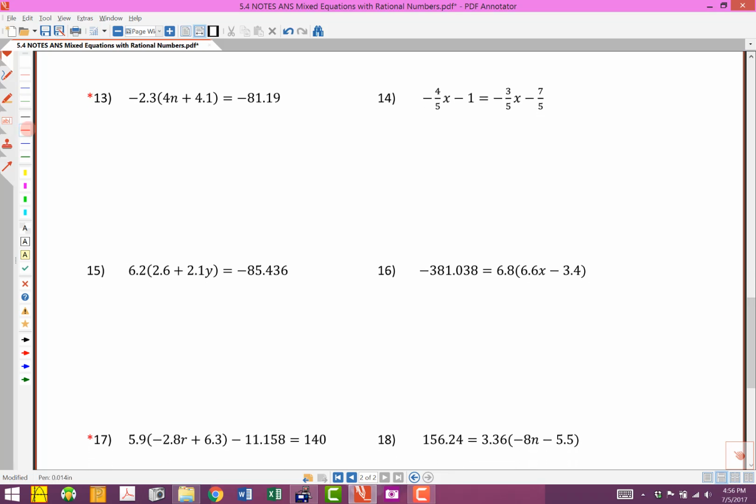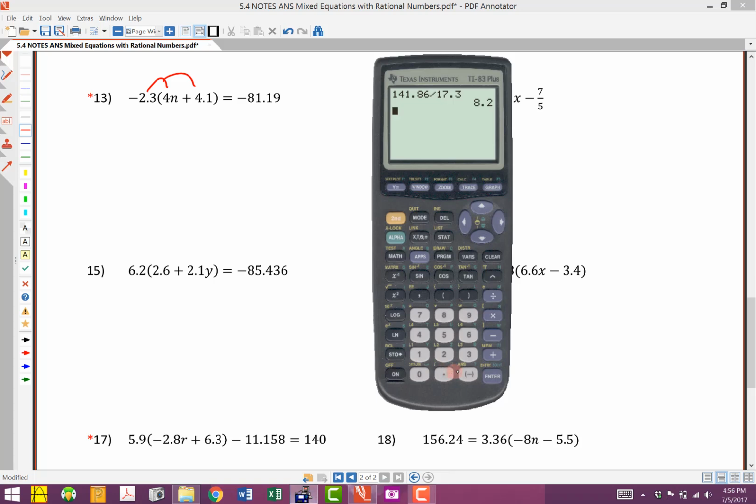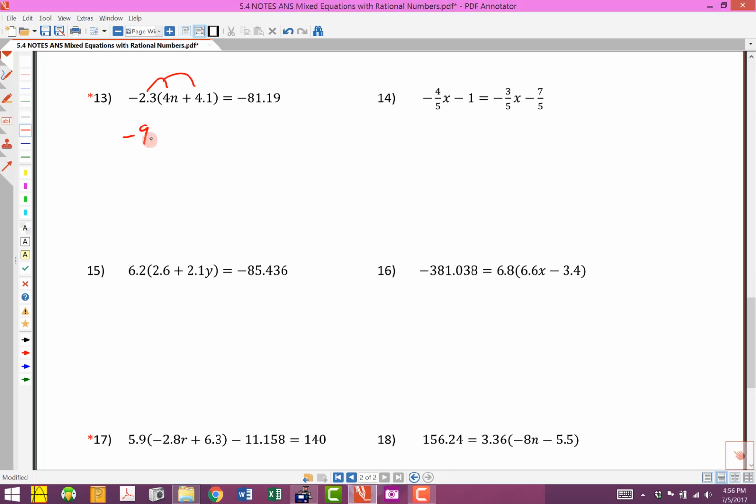Again, we've got some decimals here, so we'll be using a calculator. So again, I'm going to draw those looping lines. Those help me remember not to forget anything there. So we're going to have negative 2.3 times 4. So let's see what we get here. Negative 2.3 times 4. Should be a little less than 10. Yep, so that's negative 9.2.